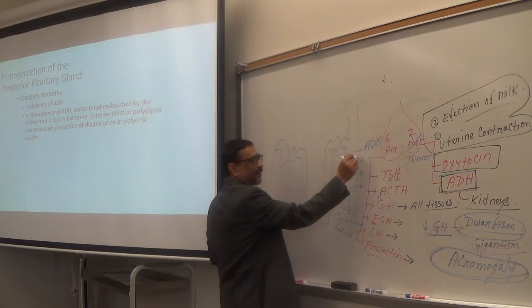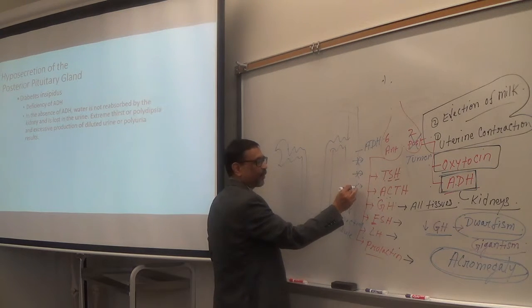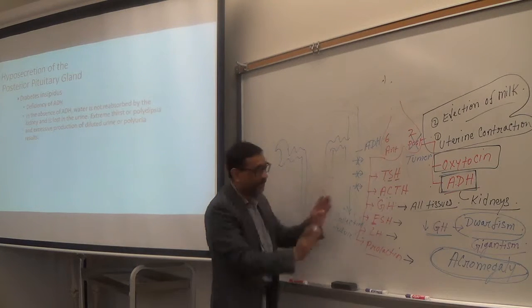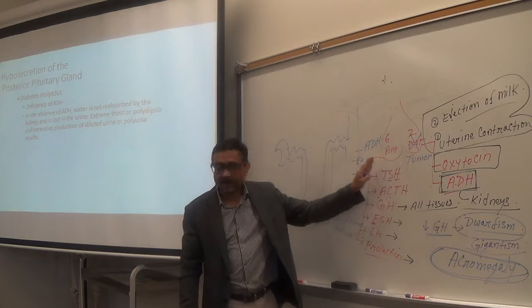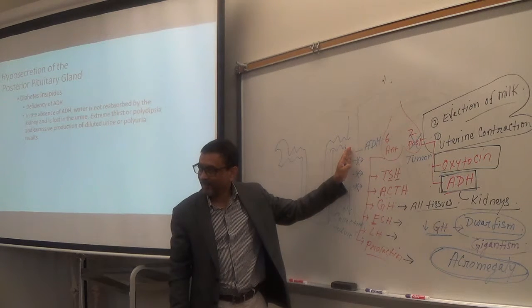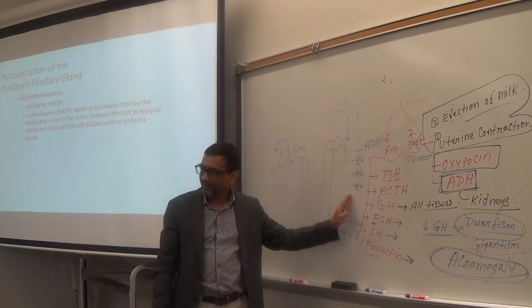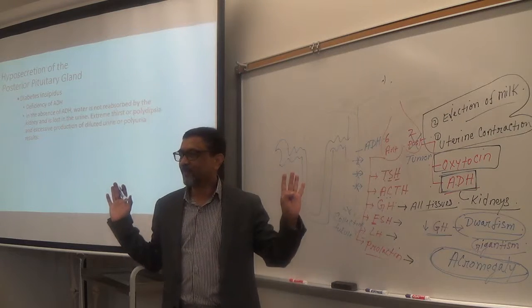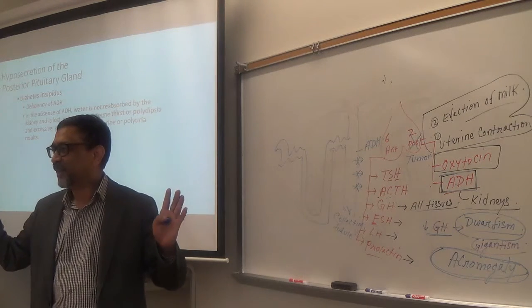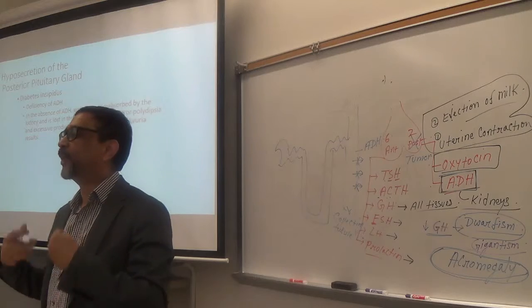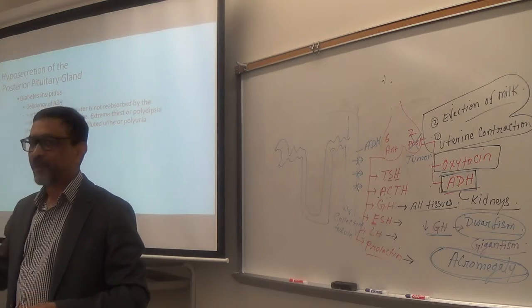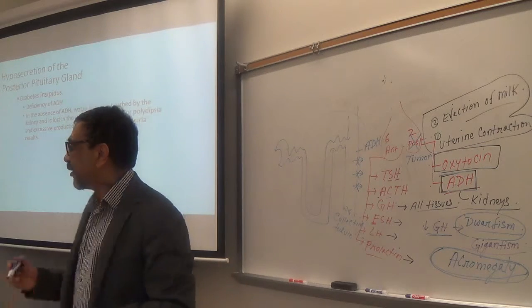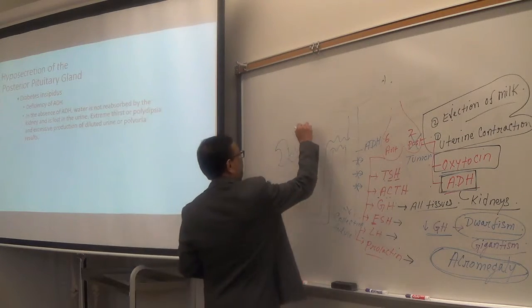In that case, no water reabsorption will occur. Water will not go back to the body. Make sense? So if water cannot go back to the body, water will stay in the kidney and will get out as urine. So more urine will be produced because you are blocking the antidiuretic hormone, right? The person will frequently go to the bathroom, pee a lot. Is it clear? So that is called diabetes insipidus.